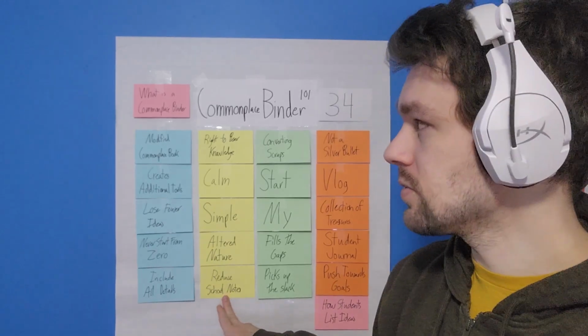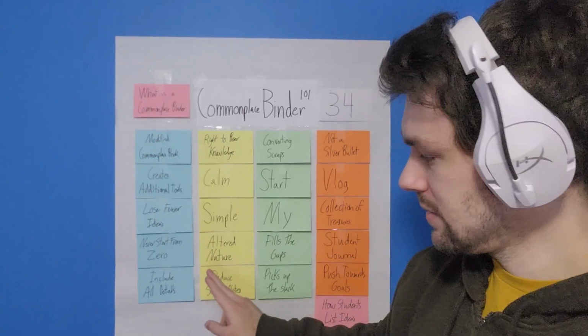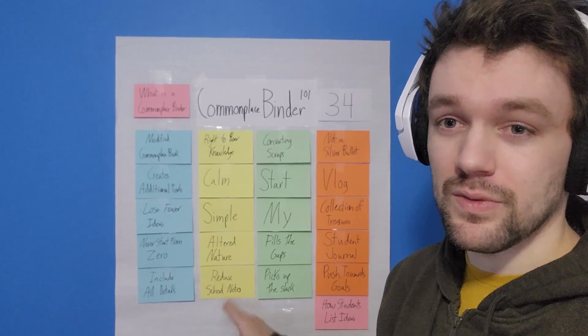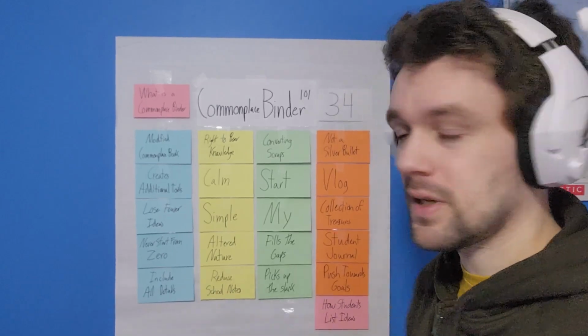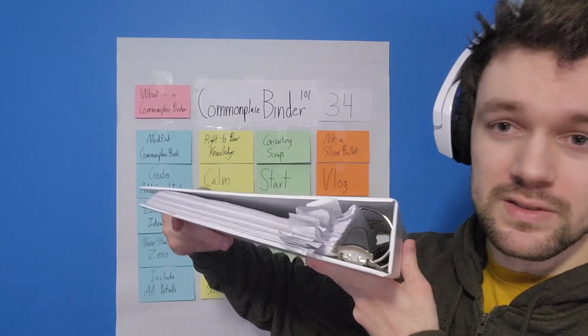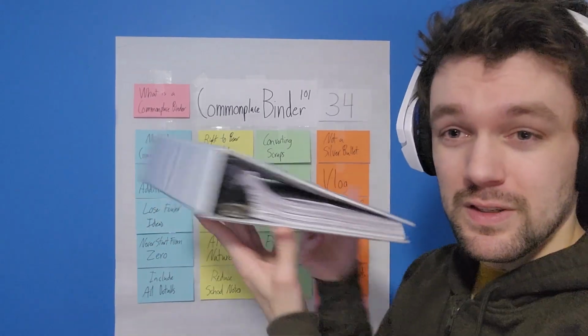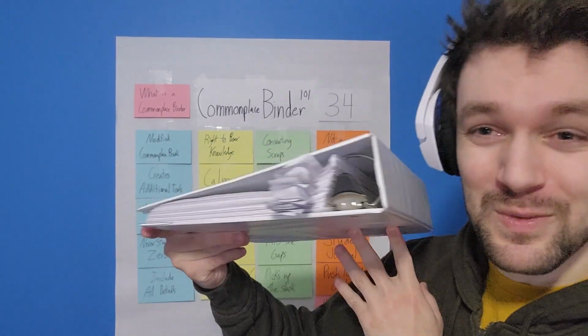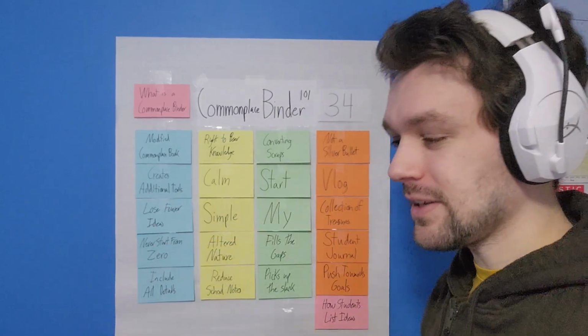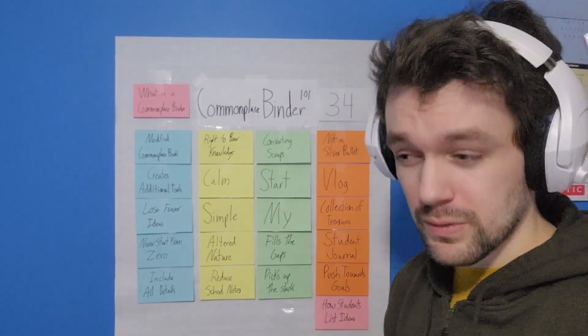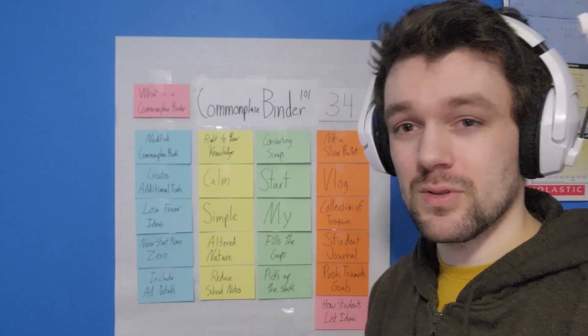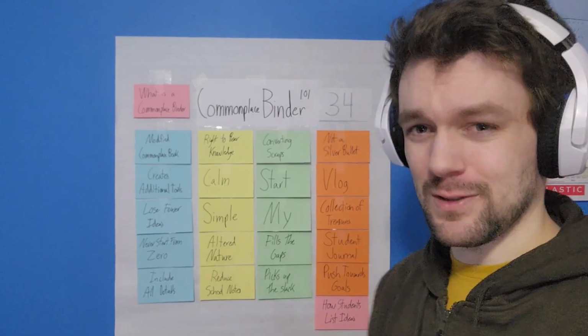So reduce school notes. What is it? Apparently, it's a way to reduce your school notes. Now, the way that I actually started my original Commonplace binder, which is not this, this is a demonstration, which is kind of funny because this looks like a lot of work, and it was. But, you know, if you do a page a day for 3 years, you will have over 1,000 pages. So, like, it's not that hard.